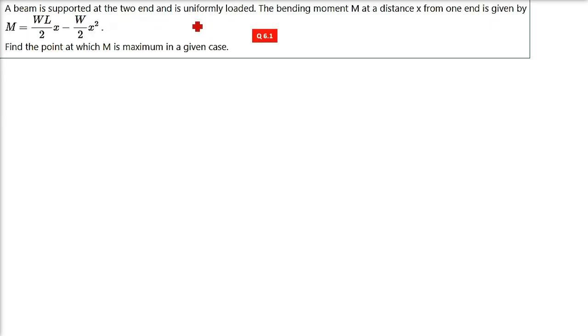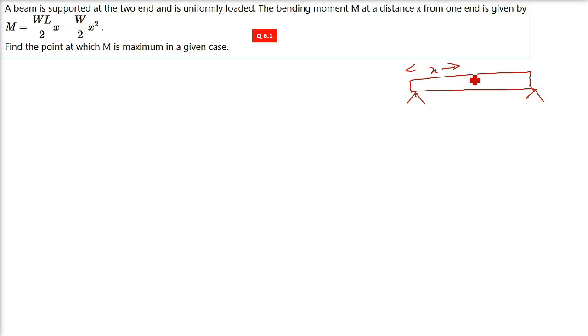A beam is supported at the two ends and is uniformly loaded. The bending moment M at a distance of x from one end is given by this expression. Find the point at which M is maximum in a given case. Now the next question is exactly like this, so you have to follow this diagram very carefully. This is the beam, and the beam is supported and the load is uniformly distributed, and you don't have to go into the basics of the physics which is being provided here. We have to stick with our minima and maxima approach.